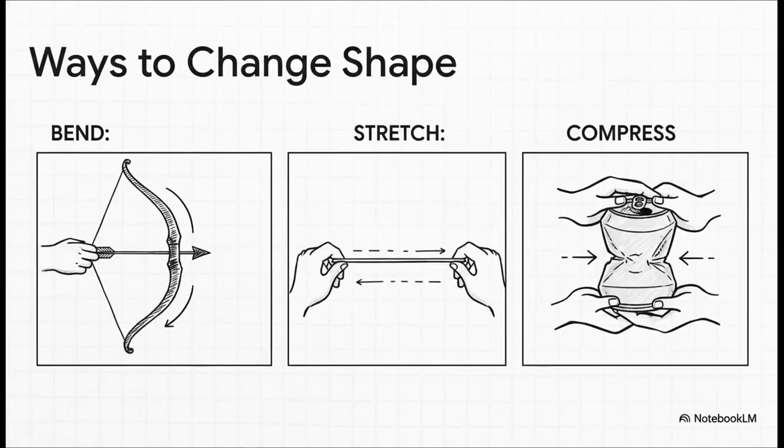Now, here's a key idea you might not have thought about. You can't actually change an object's shape with just one single force. To bend a bow, you're pulling the string one way while the bow resists. To stretch a band, you're pulling both ends apart. And to crush a can, you're squeezing it from opposite sides. It always takes more than one force to get the job done.